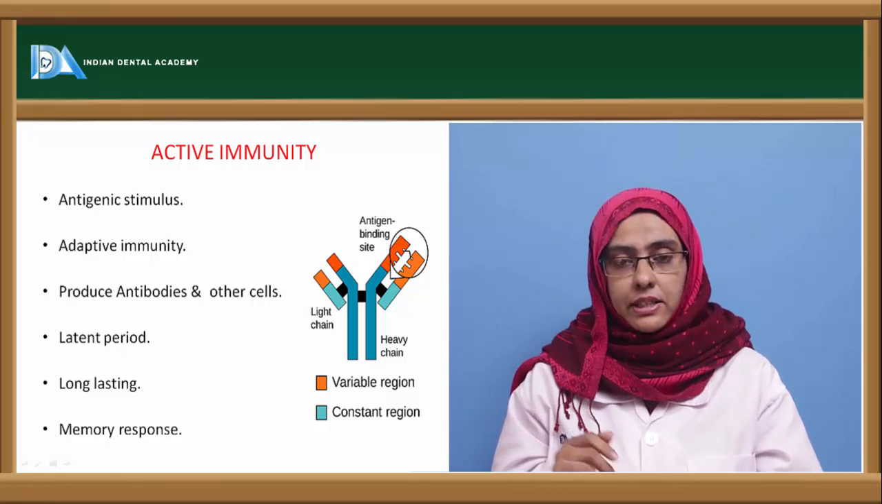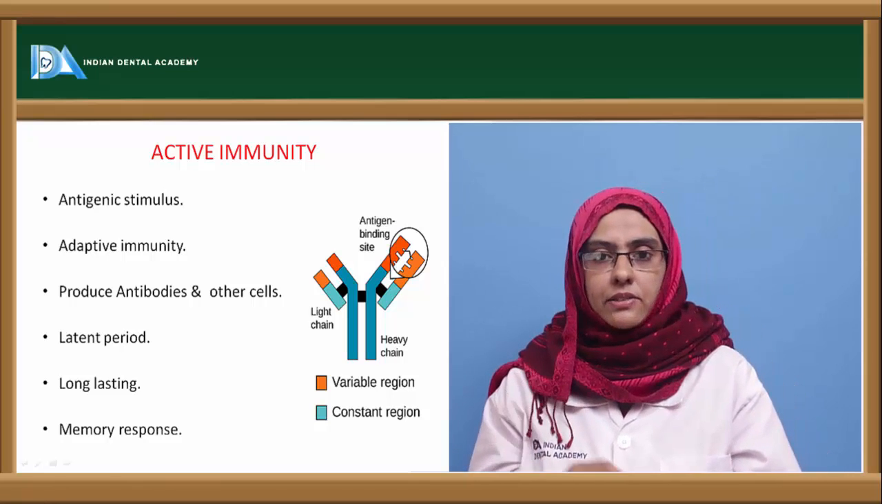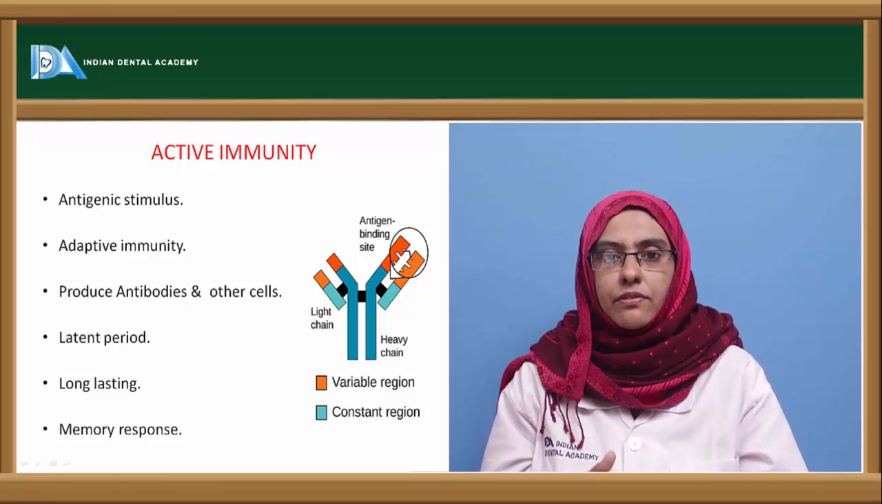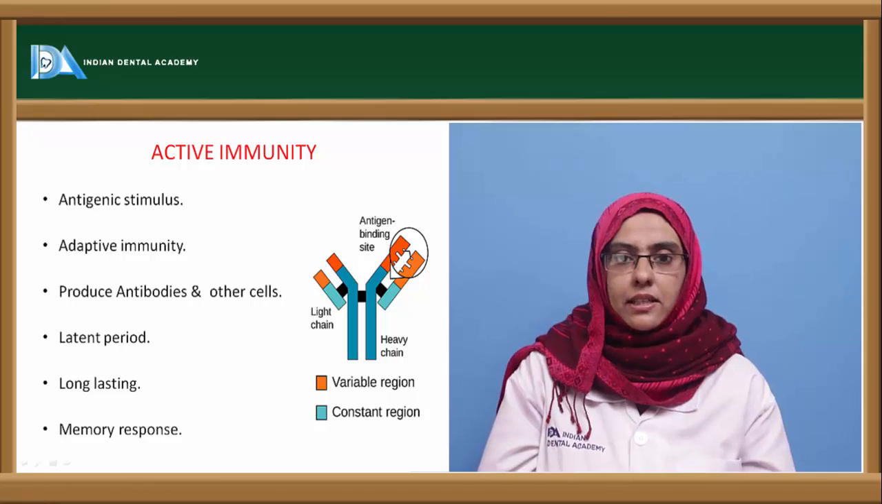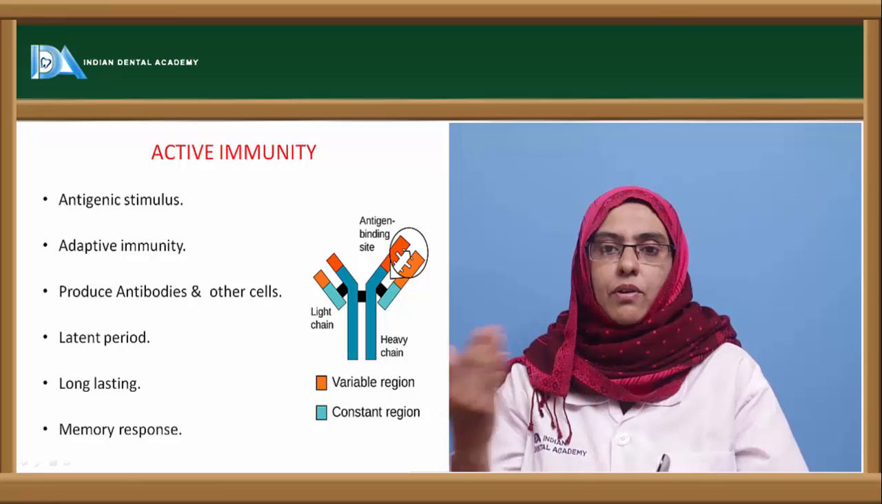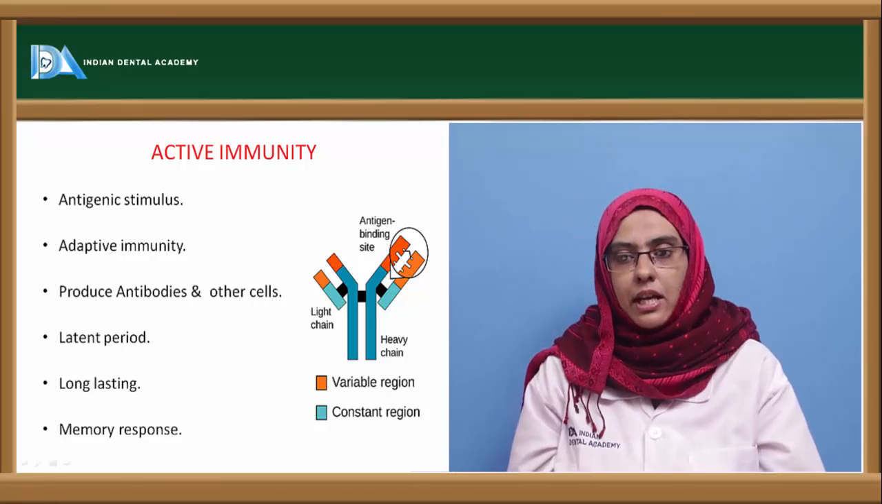Now there is a negative phase, as I told you. It's because the cells which are already present in our body will interact with the antigen that has come. Whatever cells are there have been used up. So it takes some time for new cells to be formed to go and interact with that particular antigen.